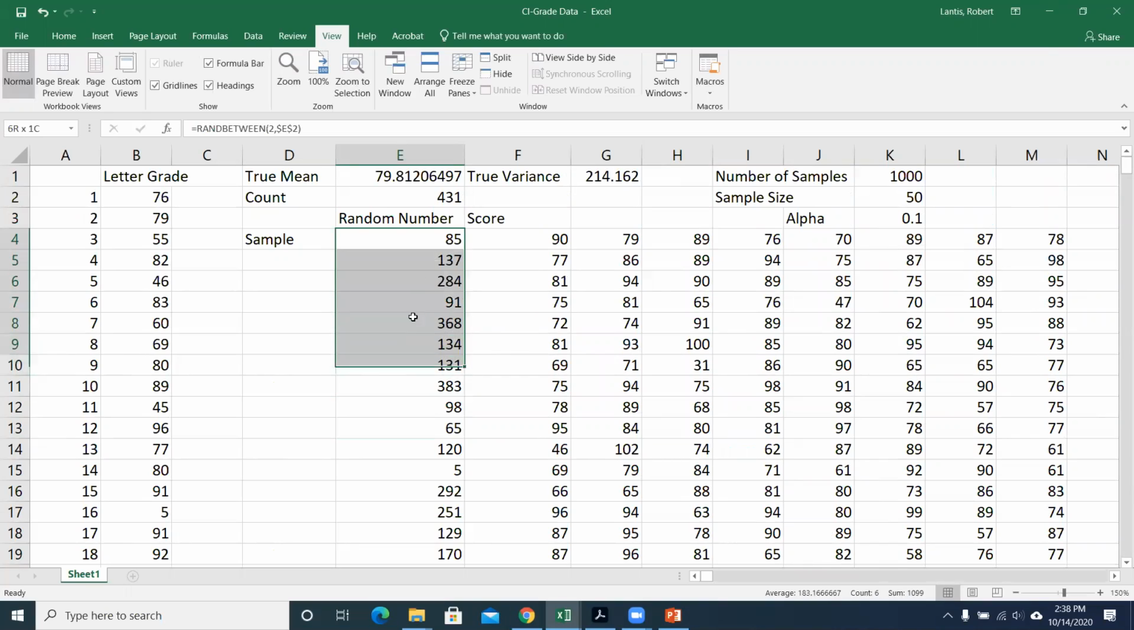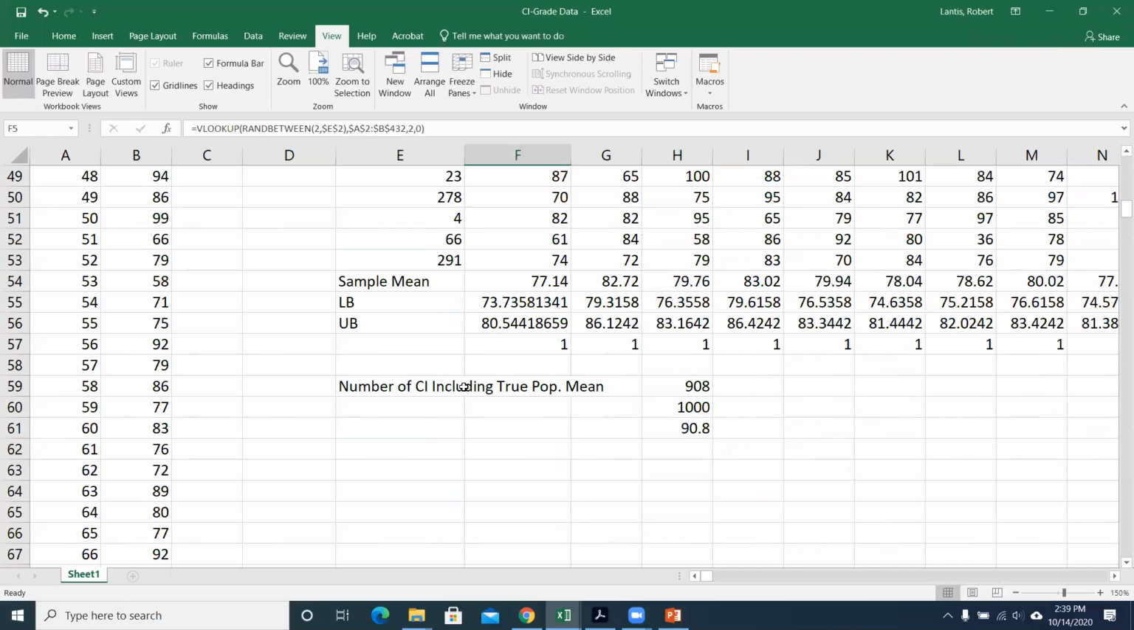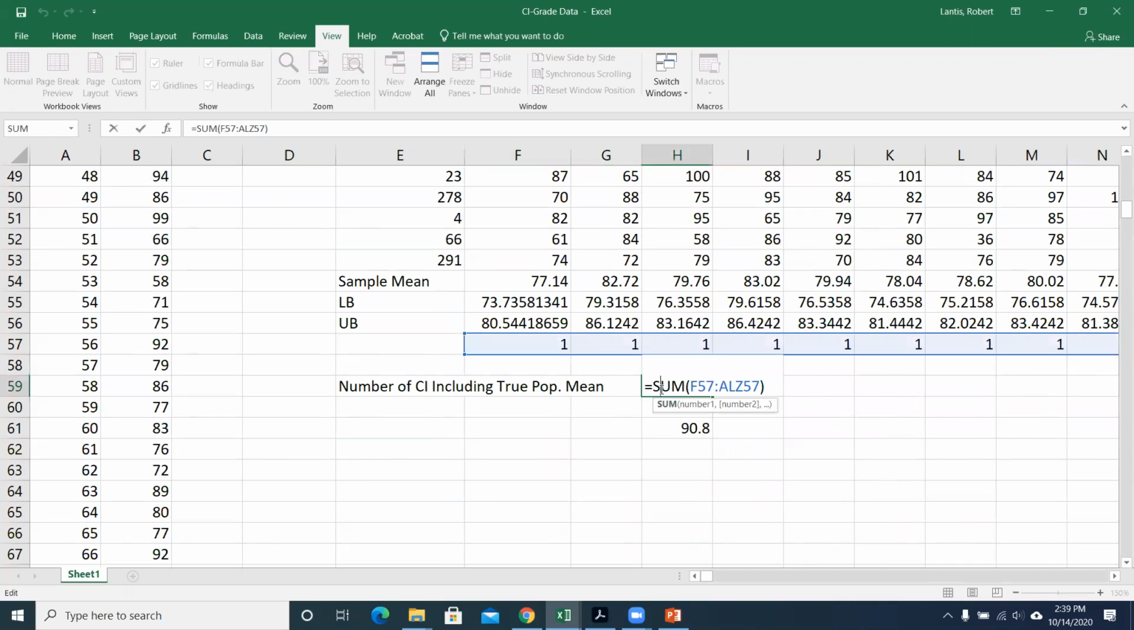I was using this just to choose random numbers, and then I was using this to generate random numbers and look up various scores so that I was getting 1,000 different random samples of 50. Don't worry too much about that. Really what we want to focus on here is, did my confidence interval include that true population mean?